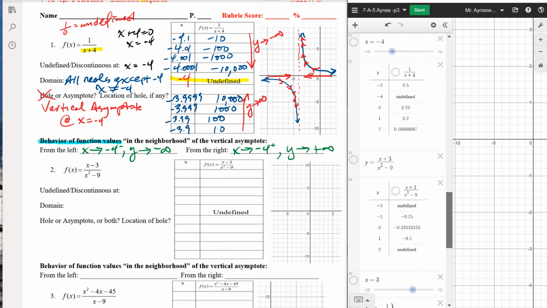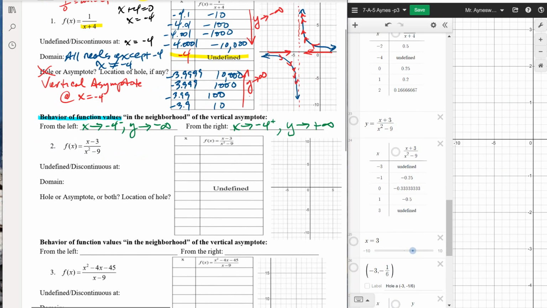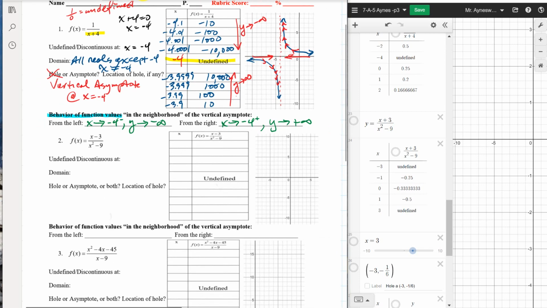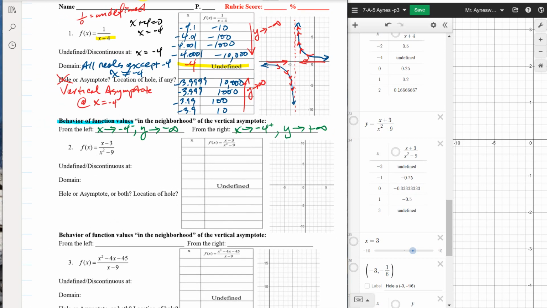Let's talk about what happens when you have the second one here: y is equal to (x minus 3) divided by (x squared minus 9). You always factor and simplify a function if possible. So let's put that in here. Always do that, because when you can simplify a function, it indicates that you have a hole versus an asymptote. The numerator can't be factored, but the denominator can. It's (x minus 3) times (x plus 3), what's called a difference of squares.